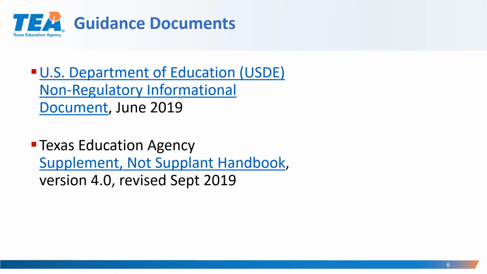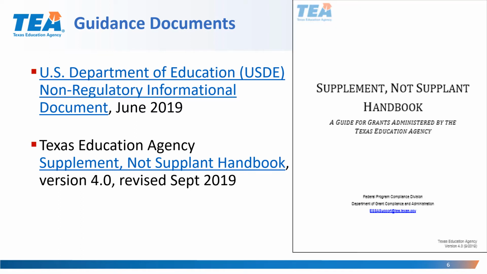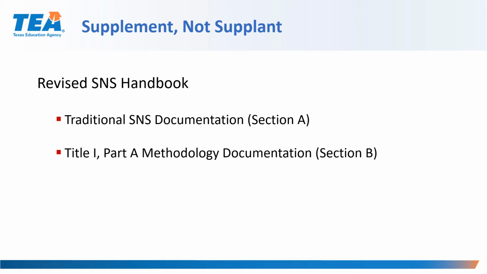The U.S. Department of Education released a non-regulatory informational document on supplement not supplant in June of 2019. The Texas Education Agency used this information to revise its supplement not supplant handbook. The SNS handbook describes the traditional SNS documentation in Section A and the Title I Part A methodology documentation in Section B.